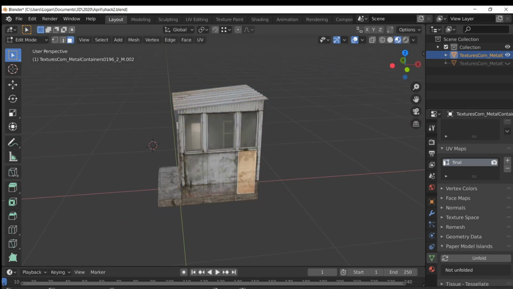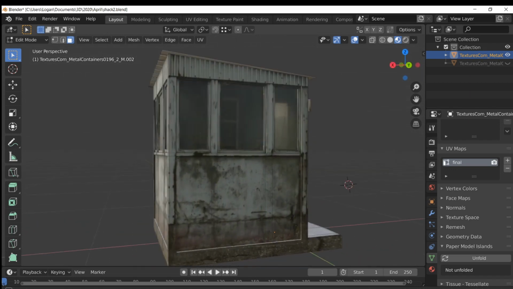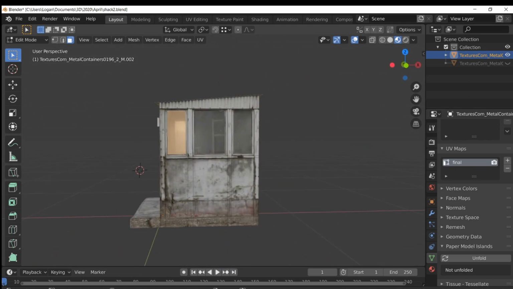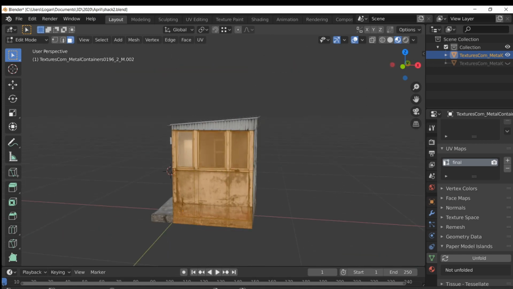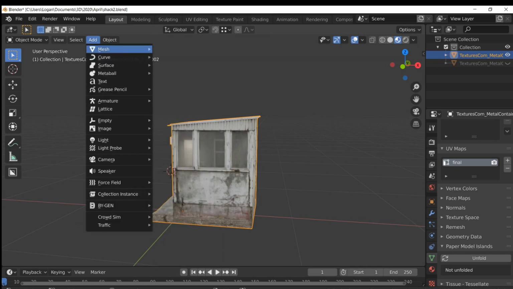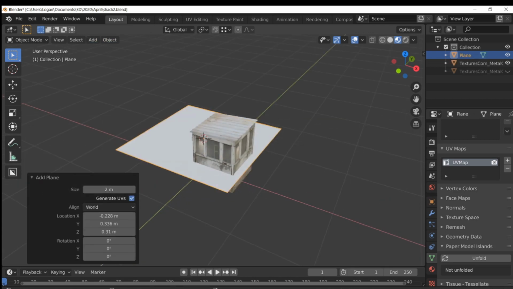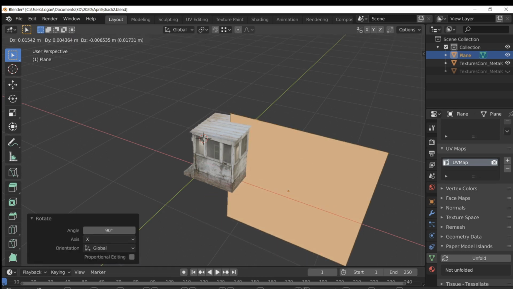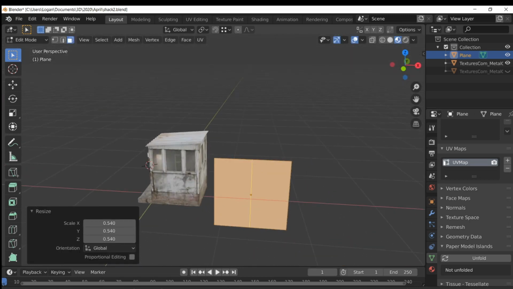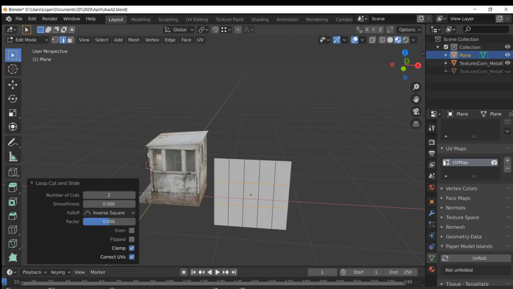But how I did this was I didn't model these three walls that are the same. I just modeled one of them. And what I did, I'll just make a plane here. I modeled out the windows.